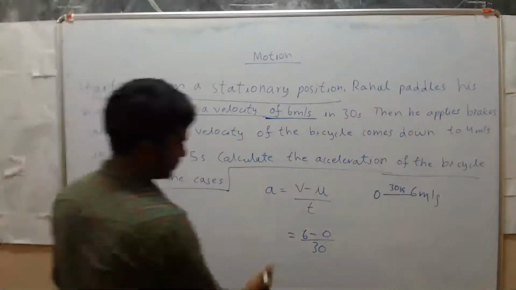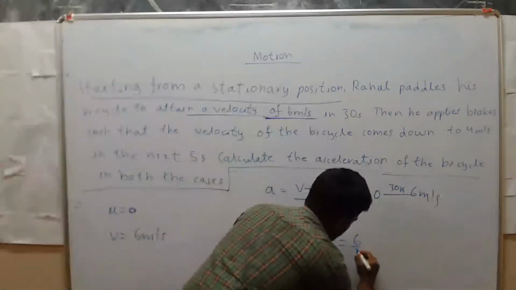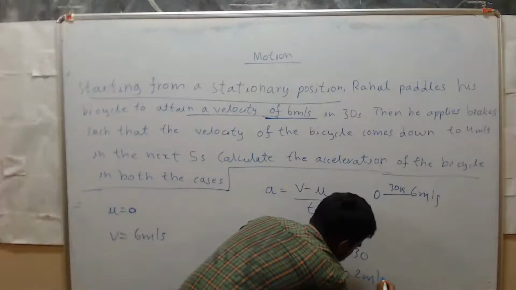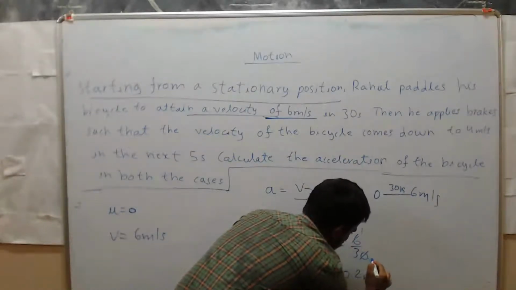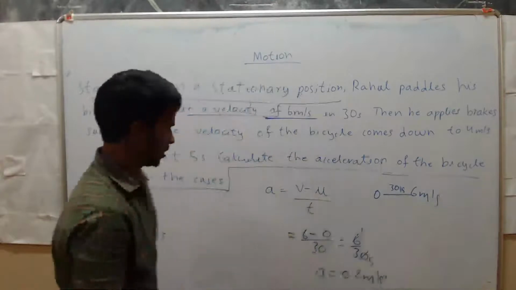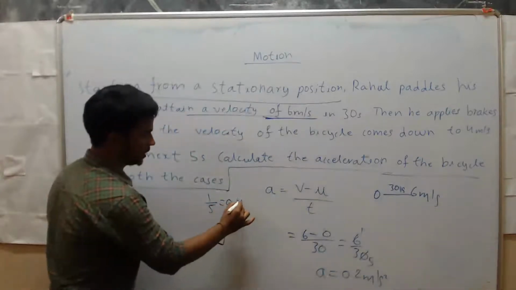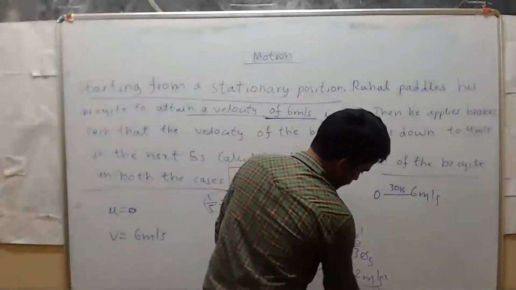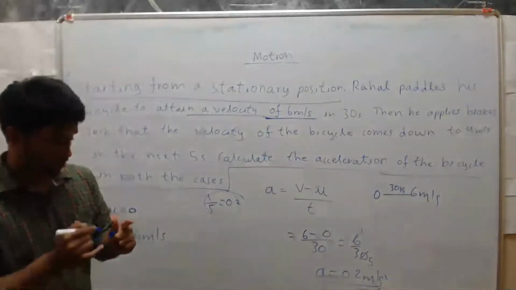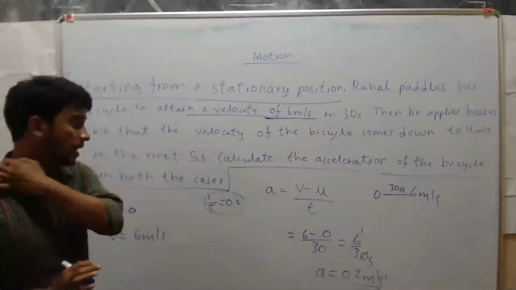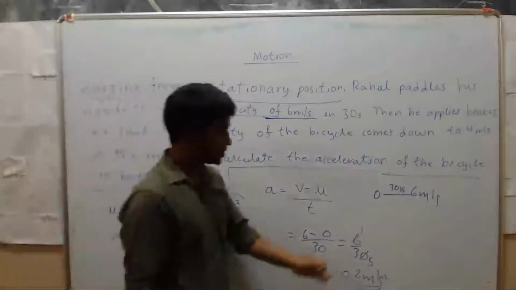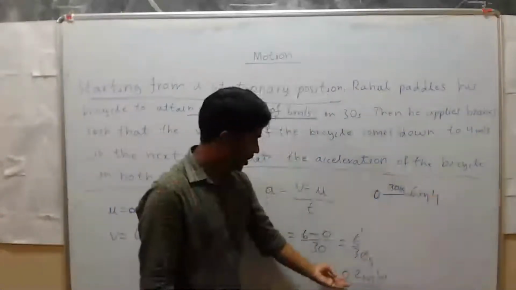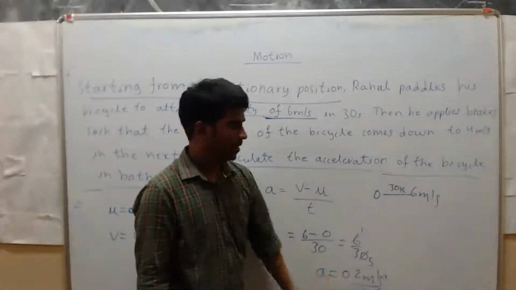6 minus 0, that is 6, divided by 30. So acceleration is equal to 0.2 meter per second square. 6 fives are 30, so 1 by 5, which is equal to 0.2, right? So acceleration in the first case is 0.2 meter per second square. Here we got positive, plus 0.2. Why? Because velocity increased from 0 to 6, and 6 is greater than 0. So that's why we got the answer in positive.